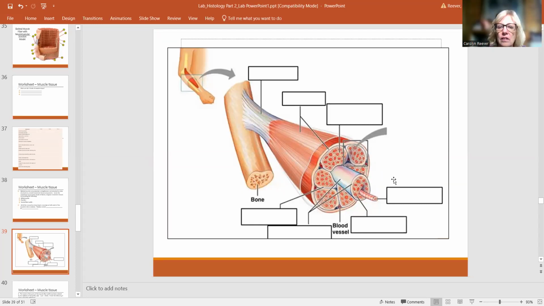And then this one. That's the muscle fiber. That's also the endomysium. The fascicle is wrapped by the perimysium. Okay, good.